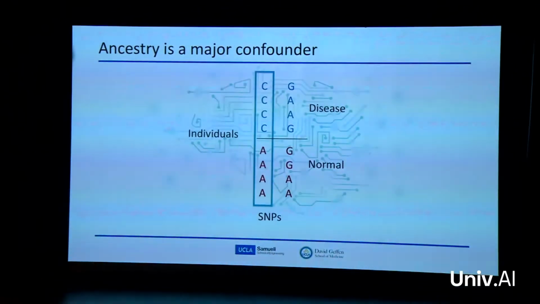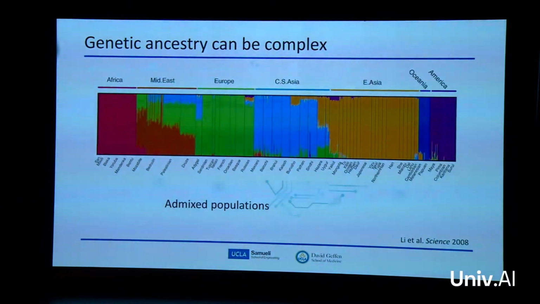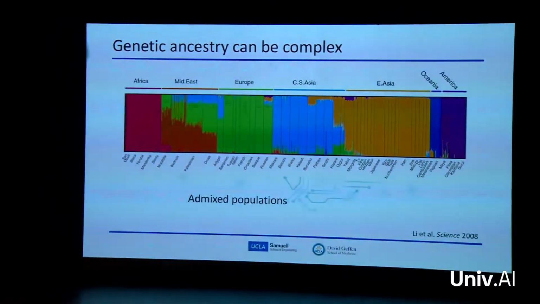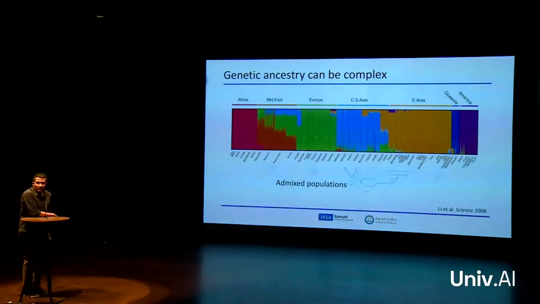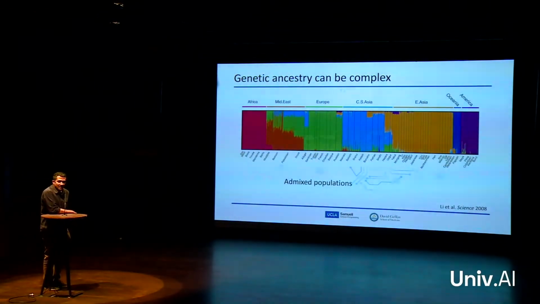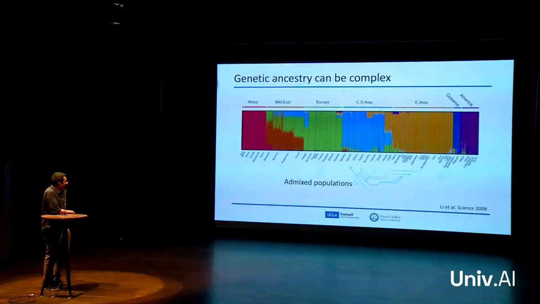Next slide. All right, so we know that ancestry is a potential confounder, so maybe let's ask people about their ancestries. Maybe that'll solve the problem. Turns out, that's not easy either. So here is an example.